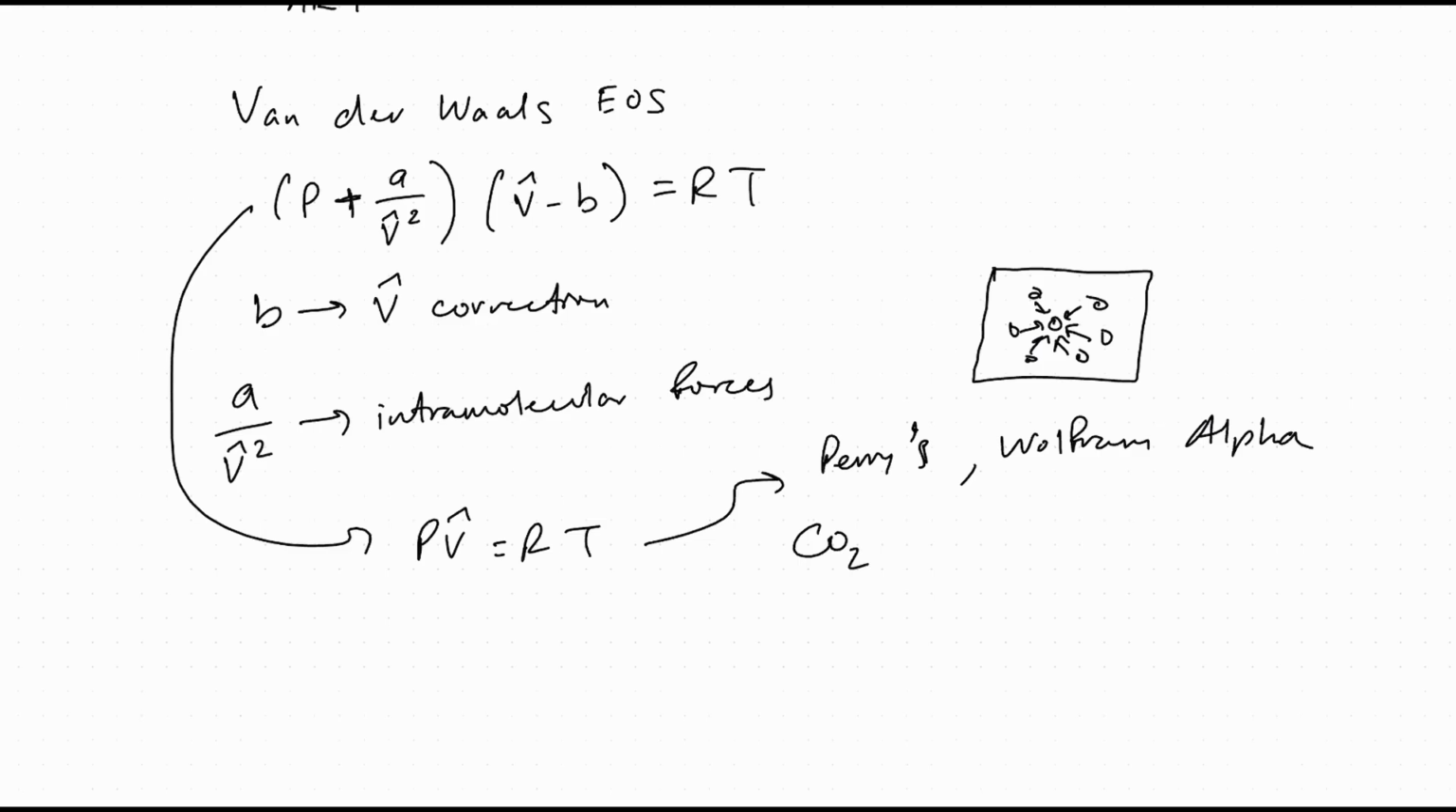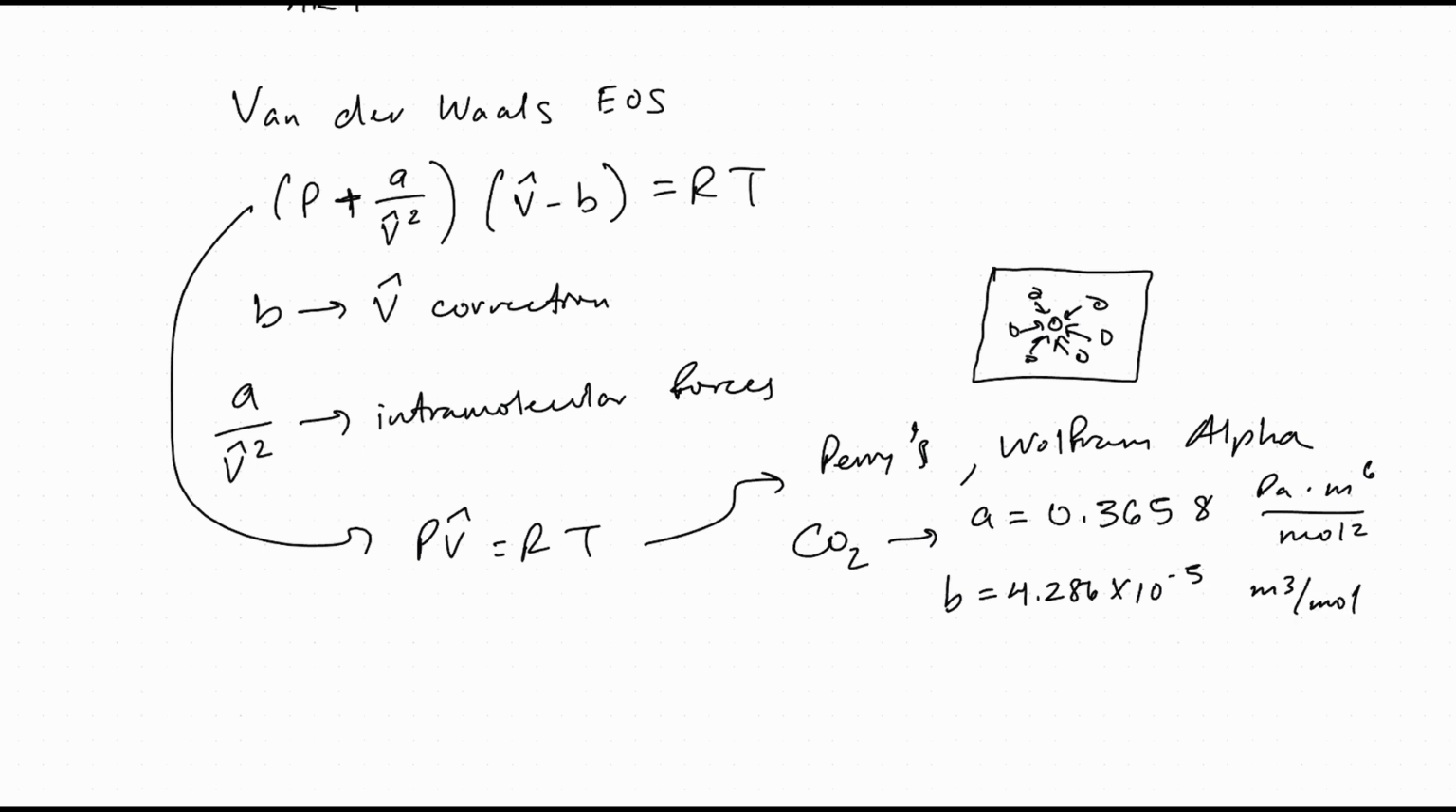For CO2, we have A equals 0.3658 pascals meters to the sixth over mole squared. And then we have B is equal to 4.286 times 10 to the minus fifth meter cubed per mole. So we can actually use these values to solve in non-ideal cases.